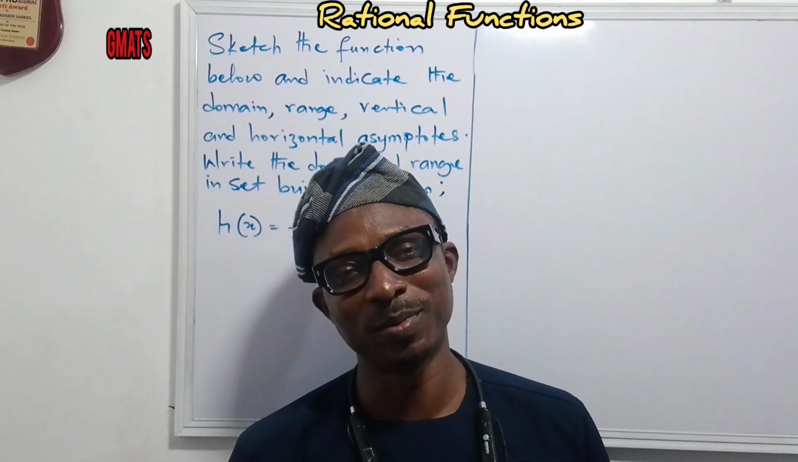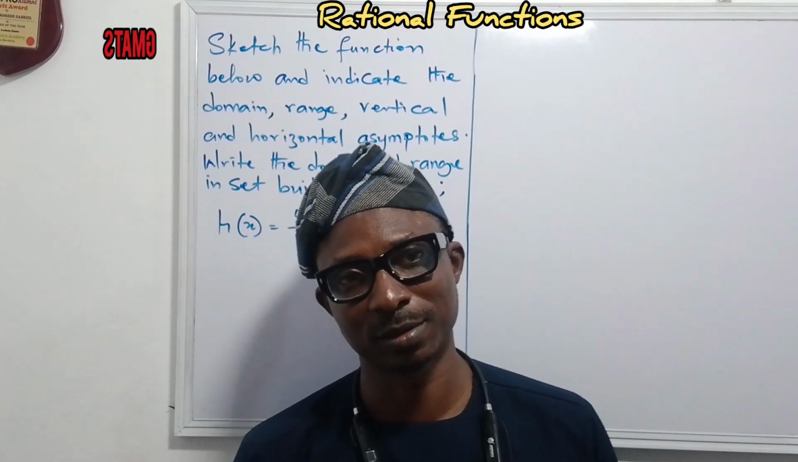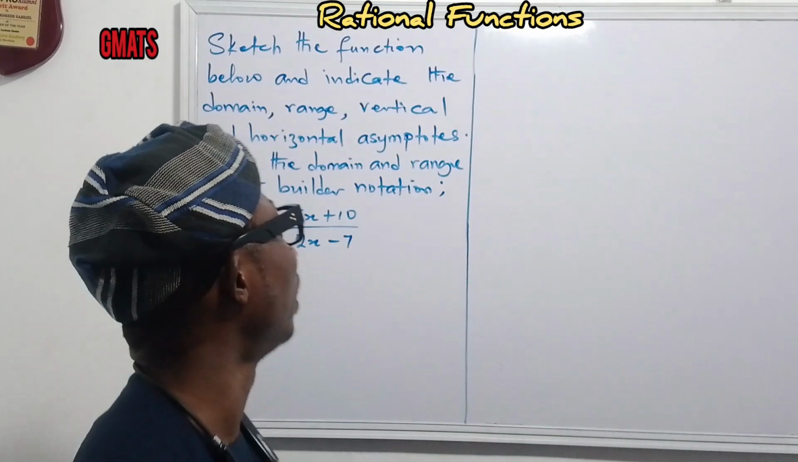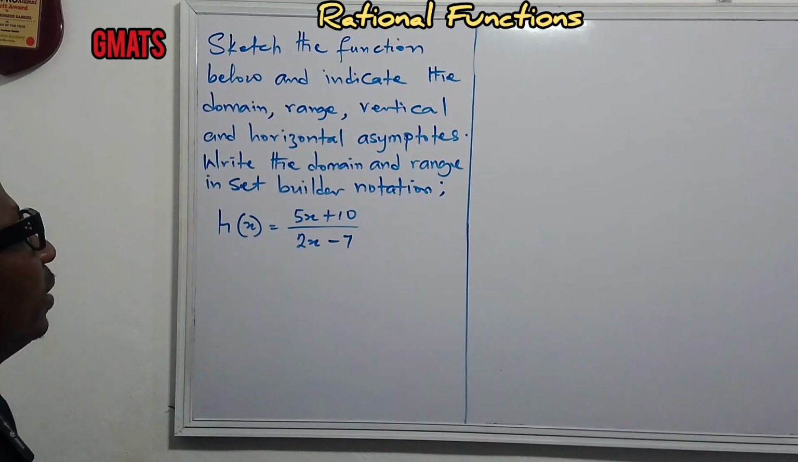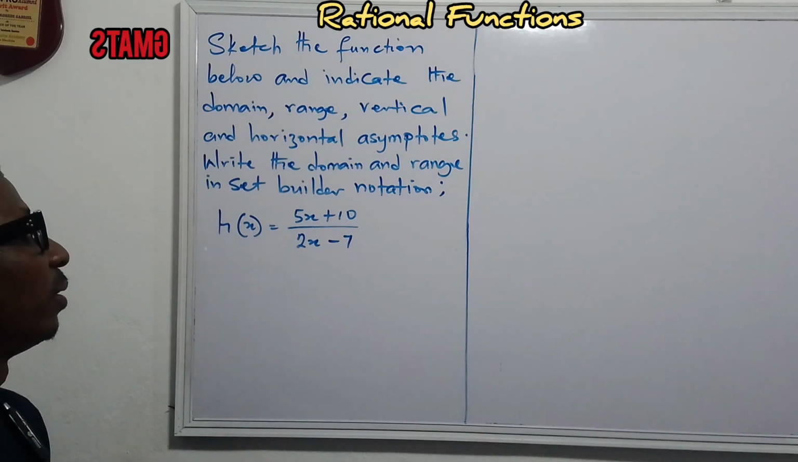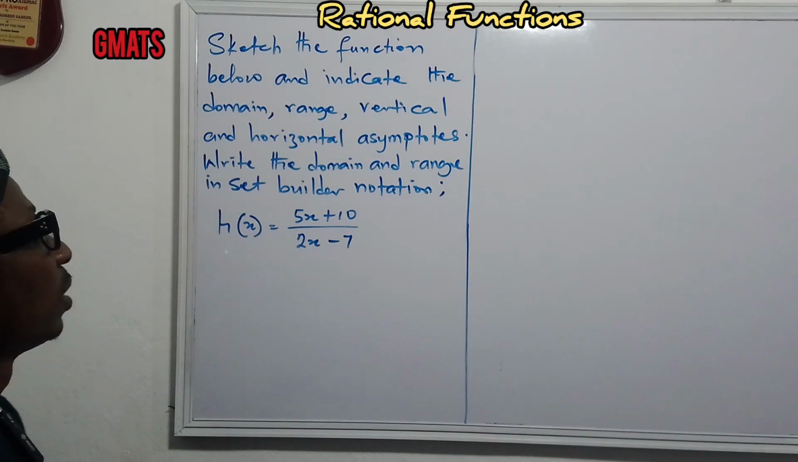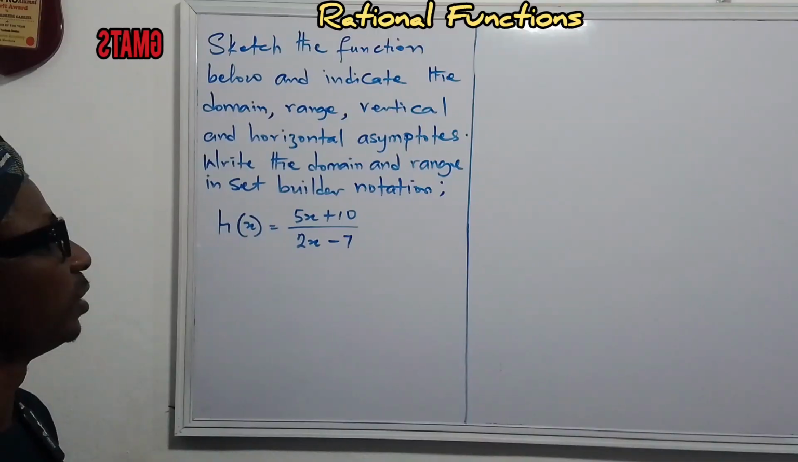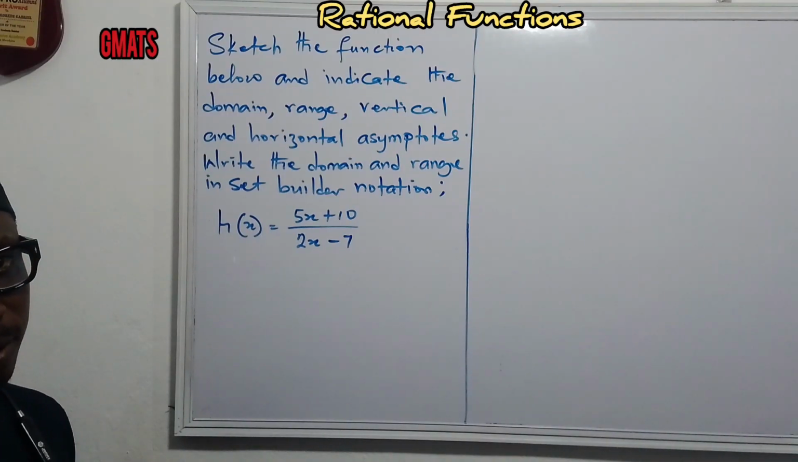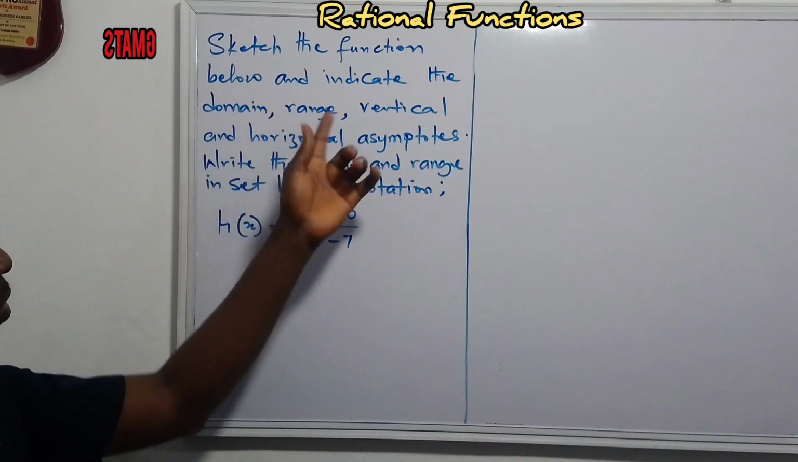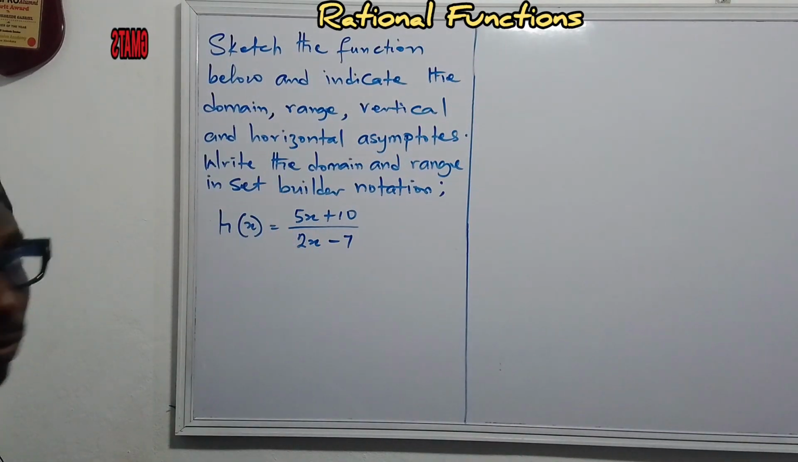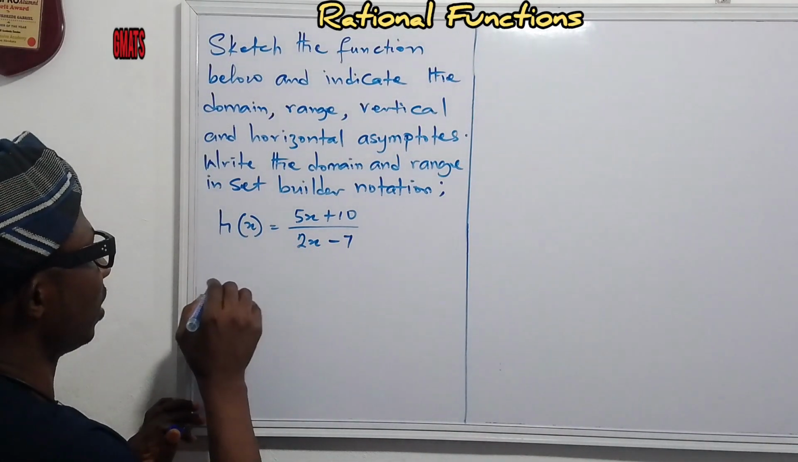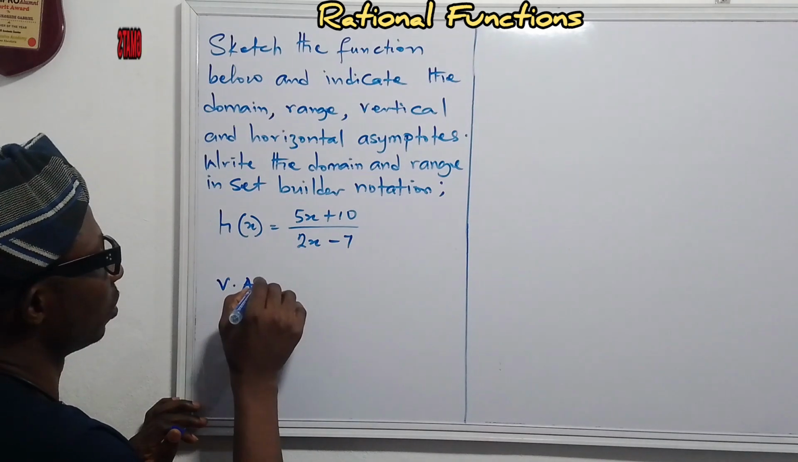Let's look at this problem under rational functions. You have to sketch the function below and indicate the domain, range, vertical and horizontal asymptotes. Write the domain and range in set builder notation. Now, we have to list out all these: the domain, the range, vertical and horizontal asymptotes. Let's do that. Let's start with vertical asymptotes.